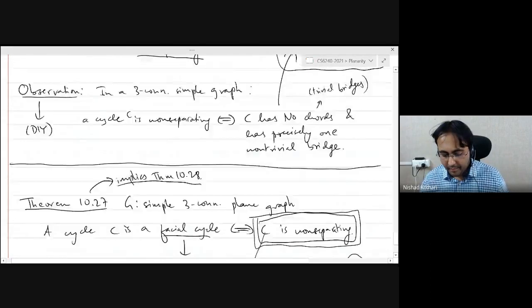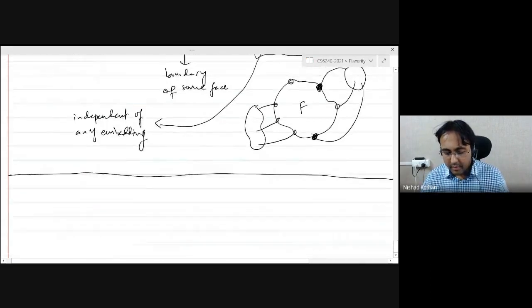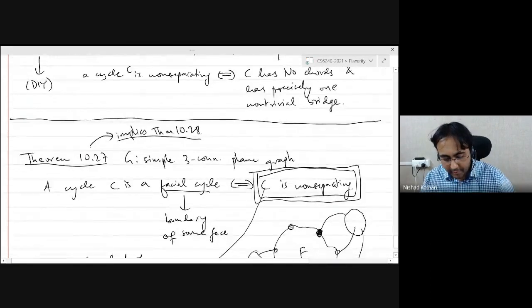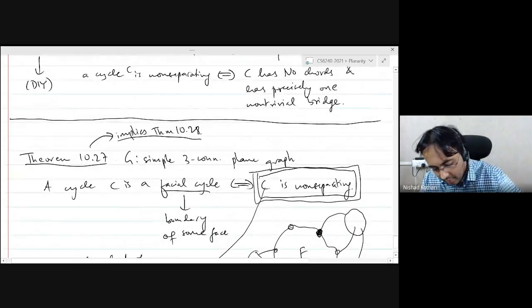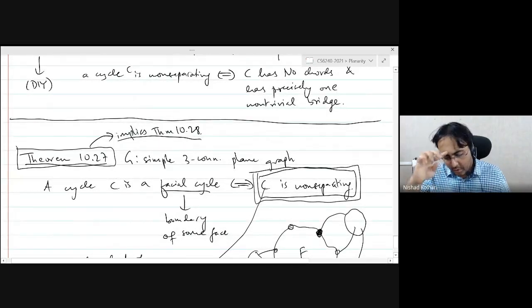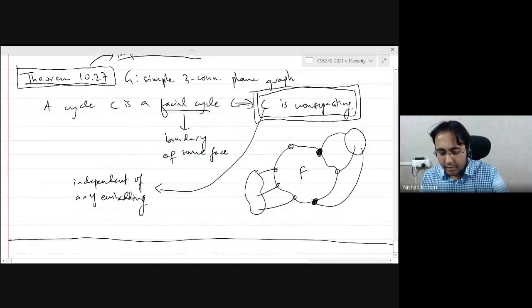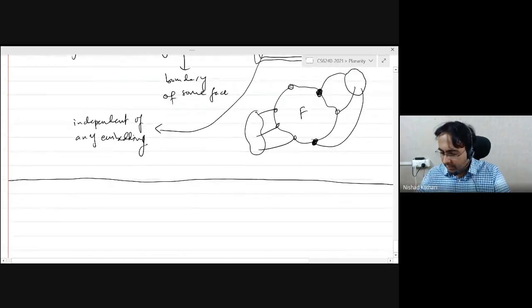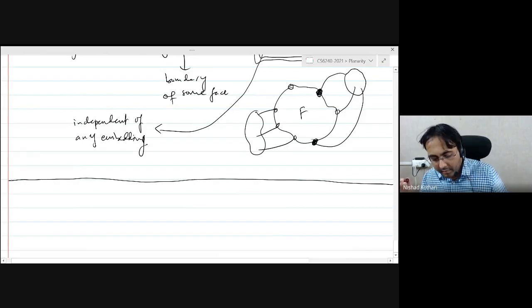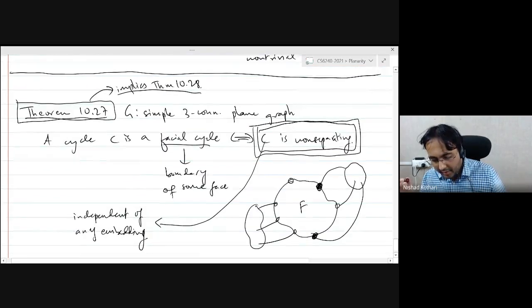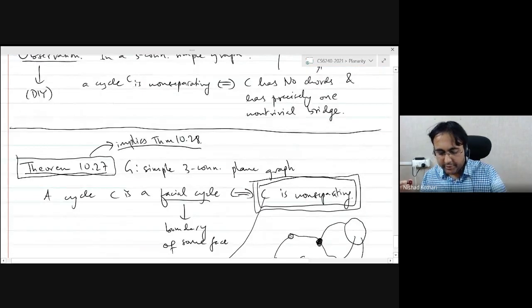Okay, good. So we'll prove theorem 10.27 on Monday. It will probably not take us too long, and then we will move on to proving Kuratowski's theorem. But we won't get there on the same day. We will need at least Monday and Tuesday to finish that.